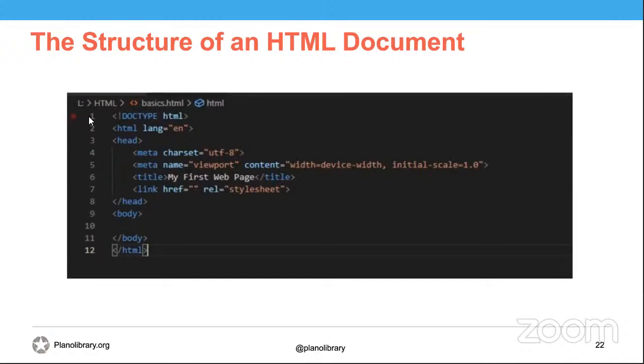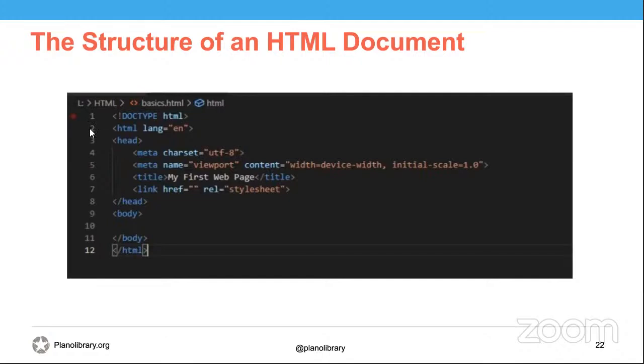The first line contains a declaration element. Doc type tells the browser what kind of code it's receiving. So in this case, it's HTML5, which the browser will then display.